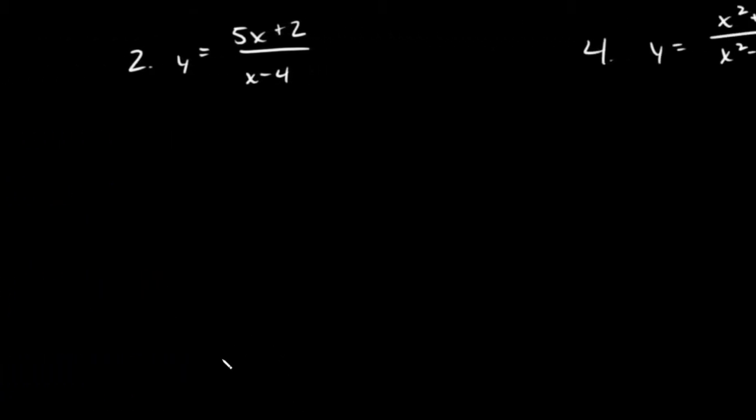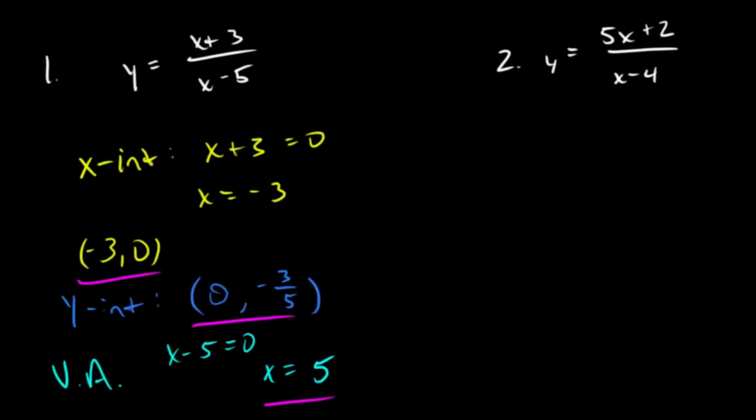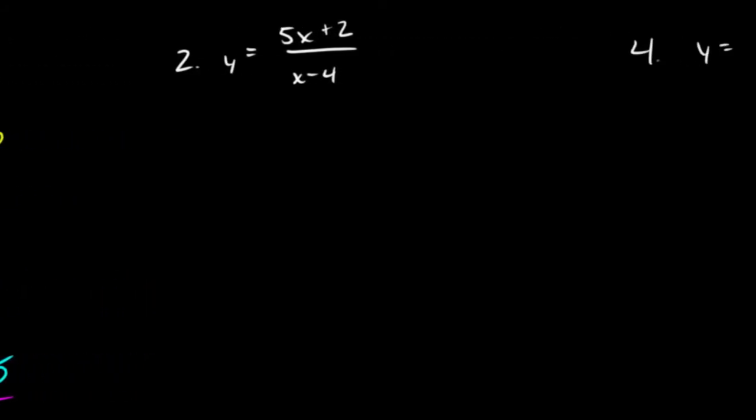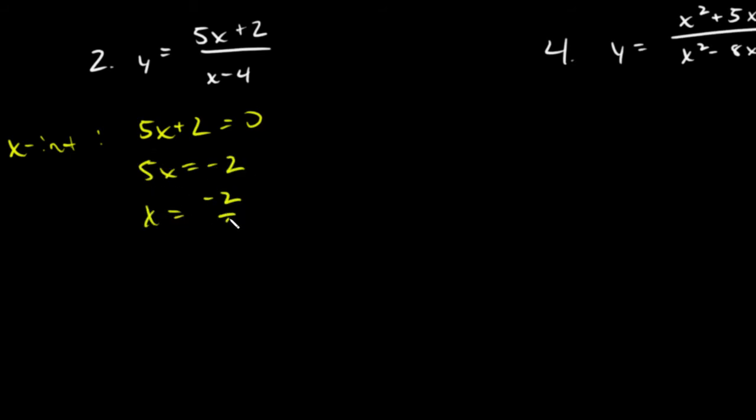Number 2. Moving right along here. Oh man, I told myself that I'm going to try to go for world record pace. What colors did I use? Yellow, light blue, and teal. Yellow, x-intercept: 5x plus 2 equals 0, 5x is equal to negative 2, x is equal to negative 2/5. So negative 2/5.